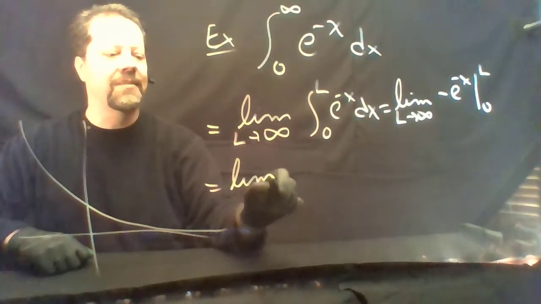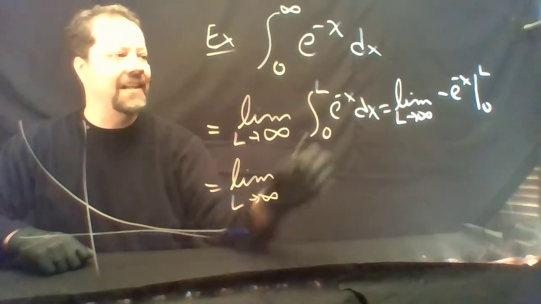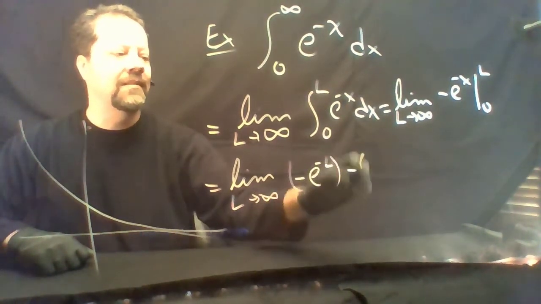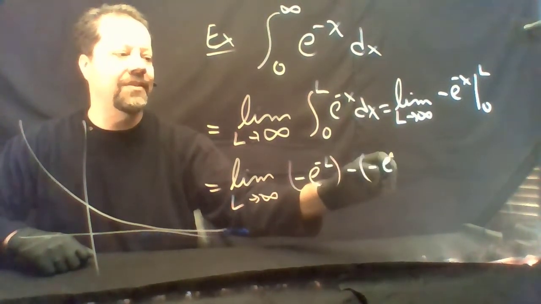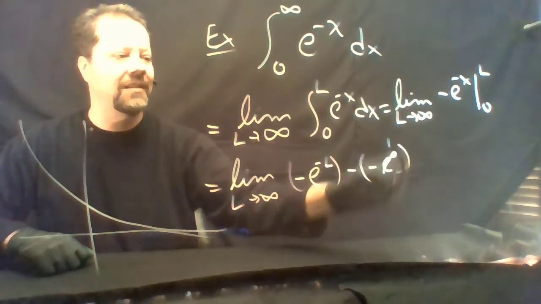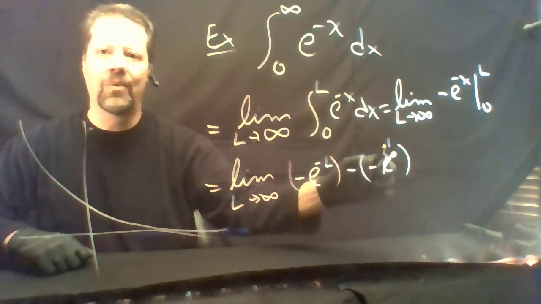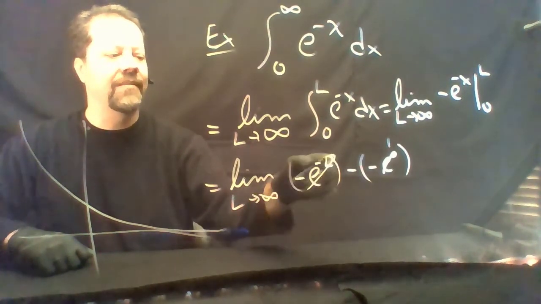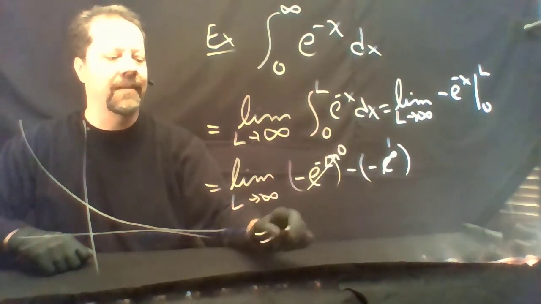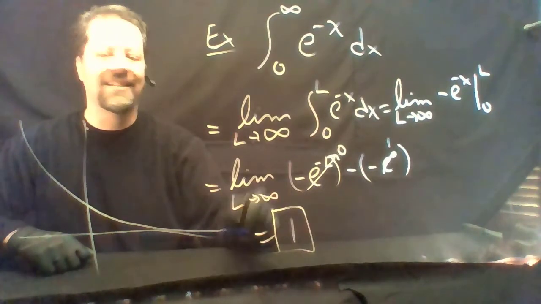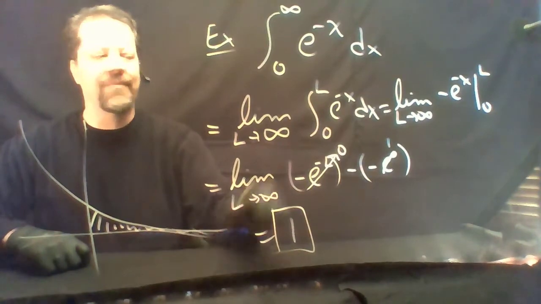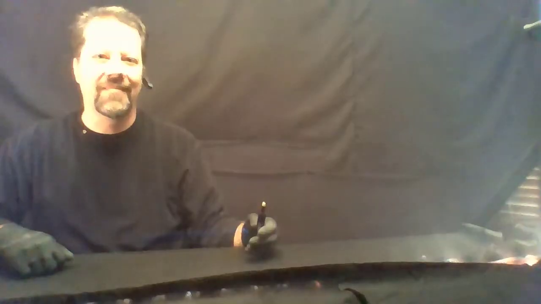This gives us the limit as L goes to infinity. Plugging in L, we get negative e to the negative L minus negative e to the 0, which is 1. We get a minus minus 1. That's a positive 1. As L goes to infinity, the first term goes to 0. The area is, in fact, 1. That's from 0 to infinity under e to the negative x.